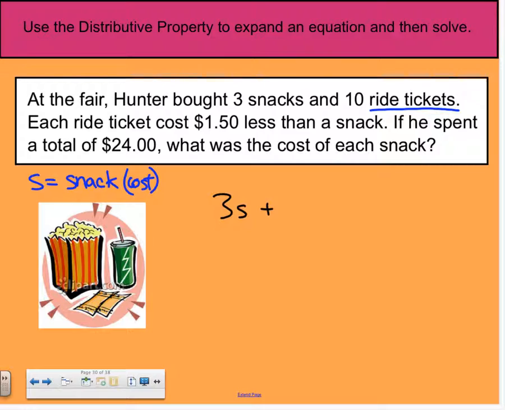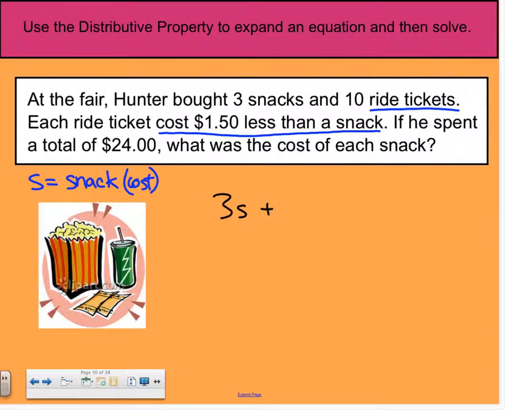We don't really want to make another variable because then we'll have an S and we'll have an R, and then we'll never find an actual number. Okay? So how else can we represent ride tickets? Well, what did they say? A ride ticket was what? $1.50 less than a snack. How can I write that?